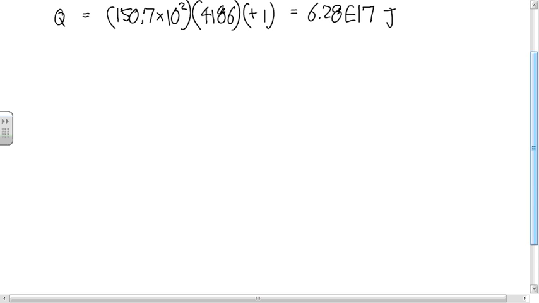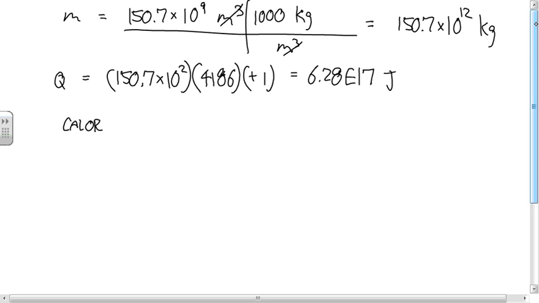Okay, so now that we have a way to calculate the heat that it takes to raise the temperature of a body, we're going to talk about calorimetry. That's the mass. So I got that from taking the volume and multiplying it by the density. That's because 10 to the 9th times 1,000 just gives you the 12th. Oh, this should be 12th. Sorry.